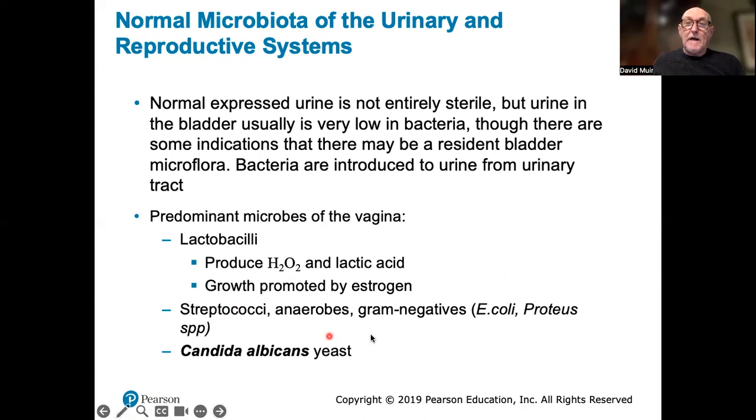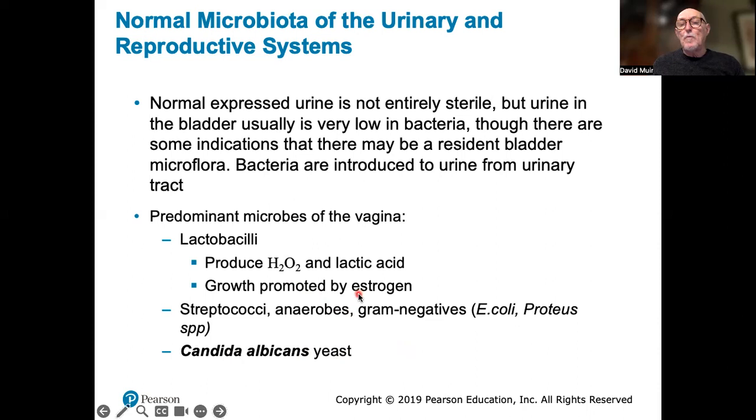There are other bacteria present in the vagina: streptococci, various anaerobes, and gram-negatives that may well be derived from fecal contamination, such as E. coli and Proteus. But these are kept in low numbers and do not normally cause a problem. In addition, for most women, Candida albicans can be isolated. Candida albicans is a yeast. It is a single-celled fungus, a eukaryote, and it is normally in very, very low numbers.